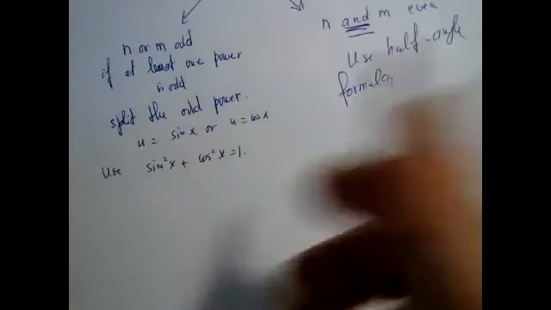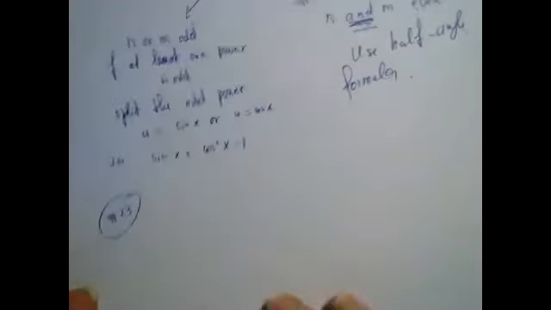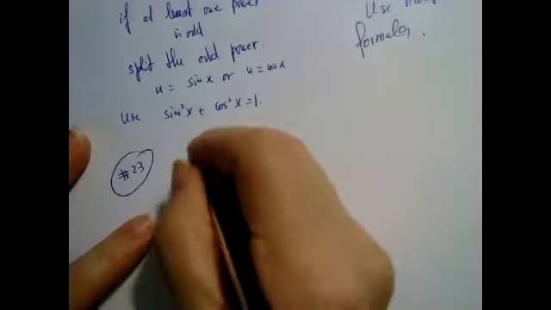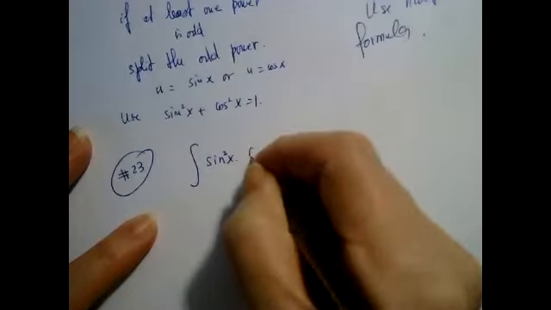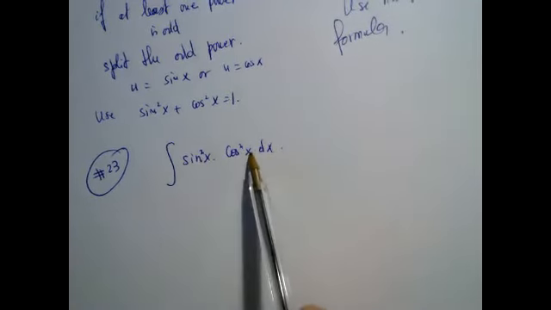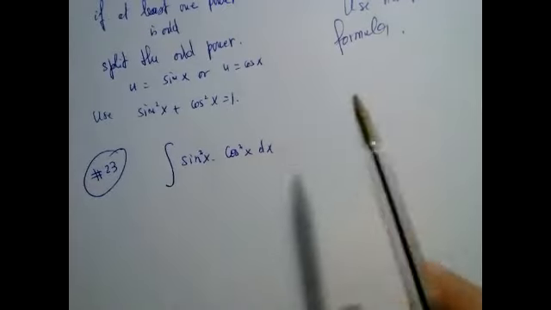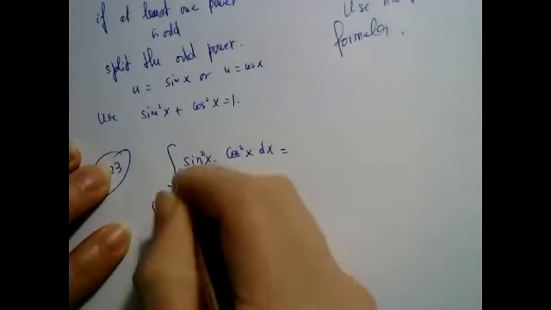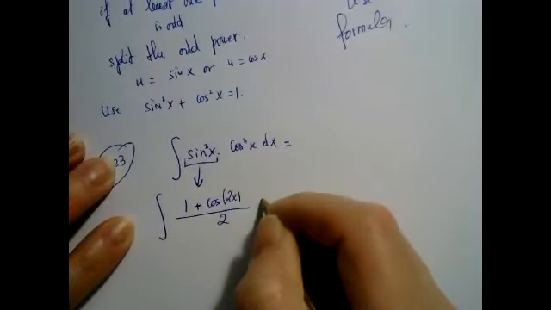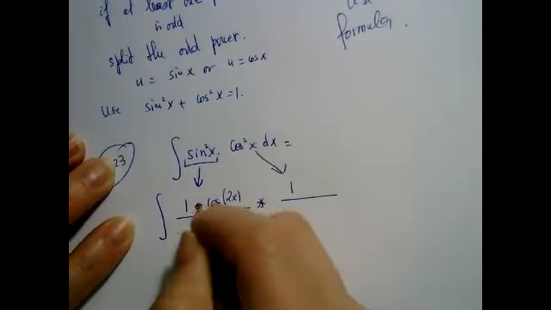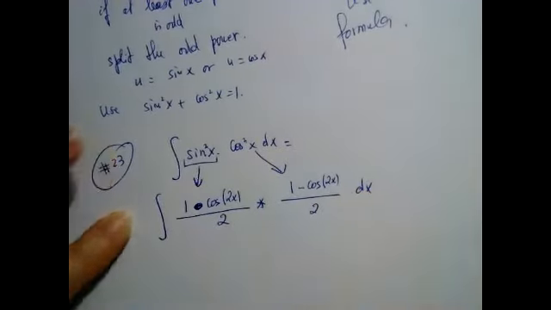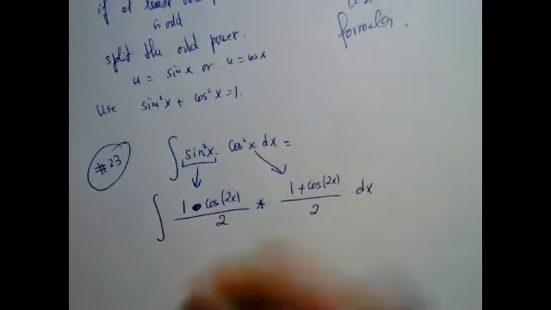So we look at 23. That's the integral of sine square cosine square dx. So this is even and this is even. Both are even, then we use the half angle formula for each one of them. So it is equal to the integral of 1 minus cosine 2x divided by 2 times 1 plus cosine 2x divided by 2 dx. Now we multiply them out and we proceed.